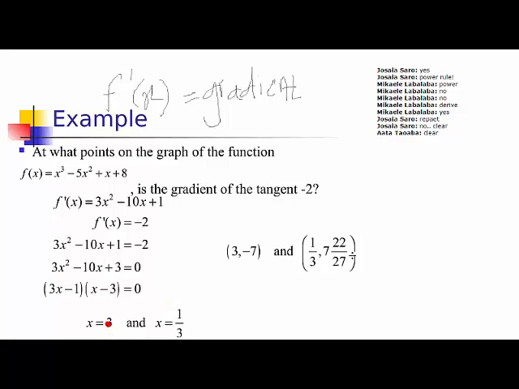Will I be substituting this in f dash of x or in f of x to get my y values? Because points are always in the form of x and y. So where will I substitute 3 in order to find the corresponding y value? Will I substitute in f dash of x or f of x? Any idea, anyone? Where will I substitute my 3?